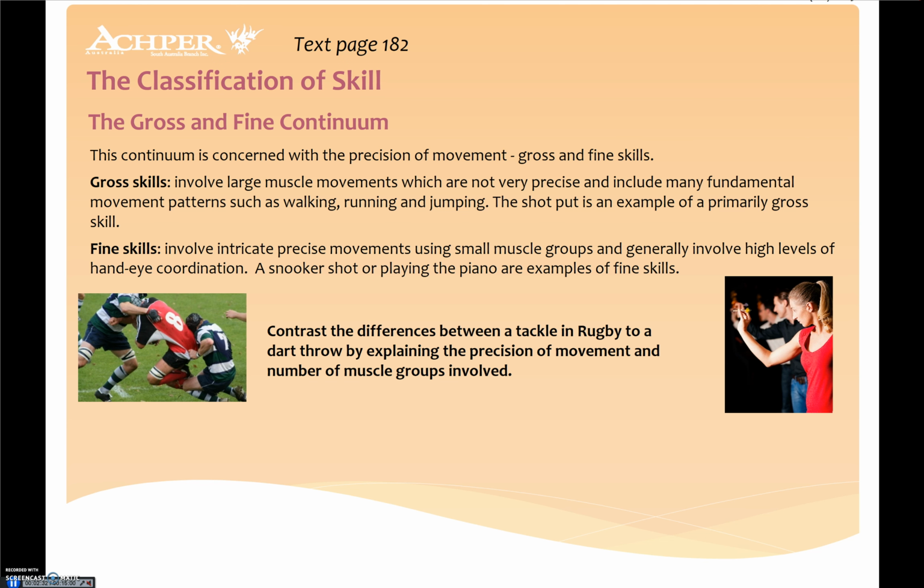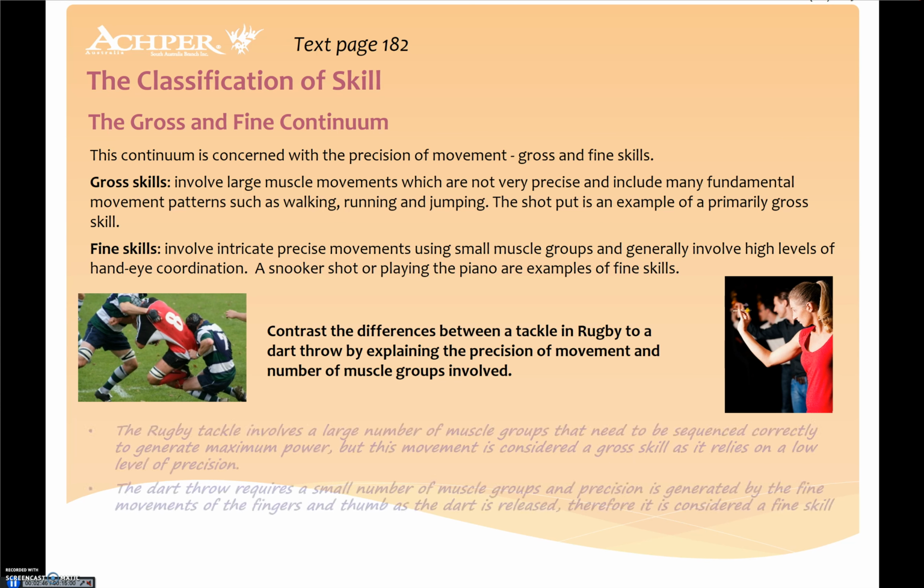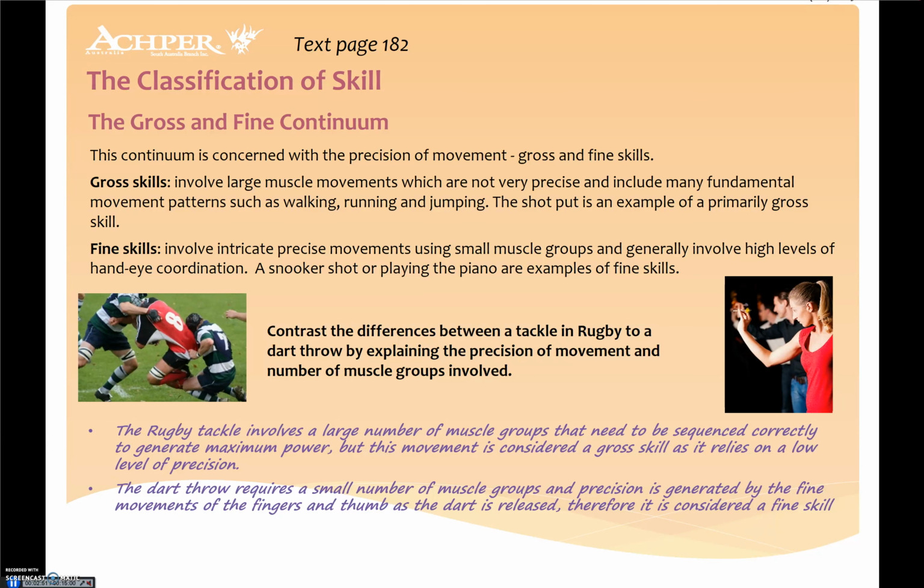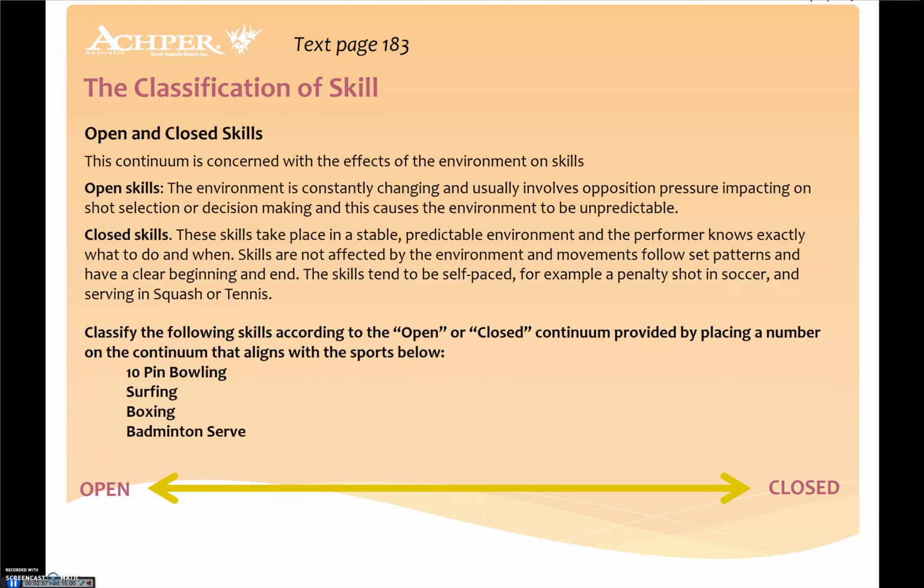Again, we can look at them on a continuum. A fine skill involves intricate, precise movements using small muscle groups and generally involves higher levels of hand-eye coordination. So a snooker shot, playing the piano or throwing darts, those are the differences. Look at the difference in a rugby tackle. A rugby tackle involves large muscle groups and a dart throw requires a small amount of muscle groups.